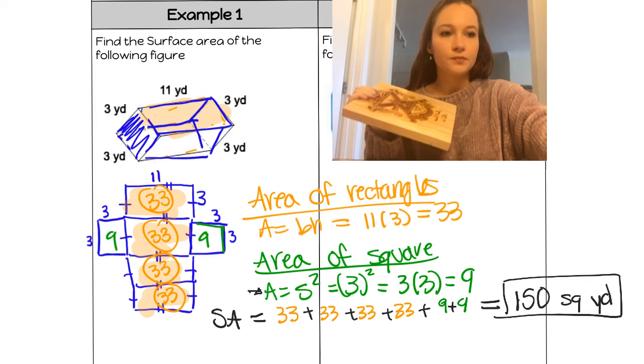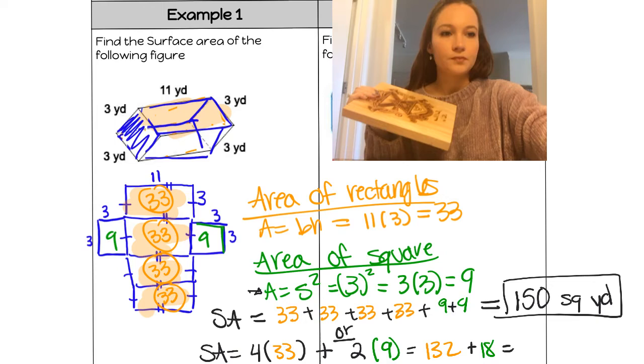But can I show you a faster way to do it real quick? Okay, I know that there are 4 of those rectangles, so I'm going to take 4 times the area of that rectangle, plus there's 2 squares, so times the area of those squares. Okay, so 33 times 4 is 132, plus 2 times 9 is 18, which when I add those, I get 150 square yards.